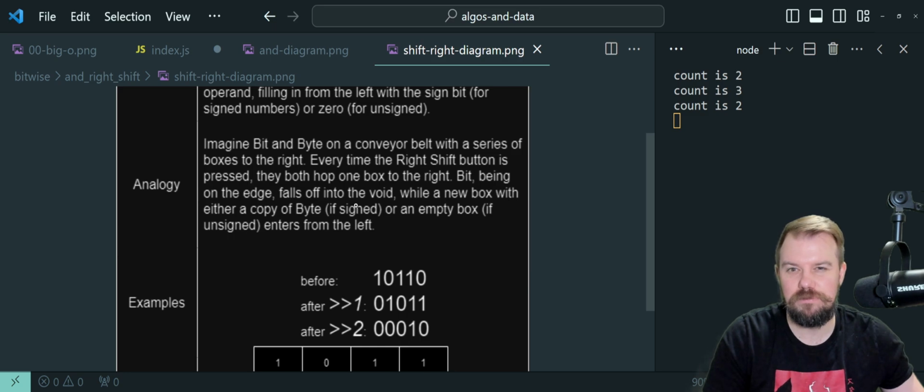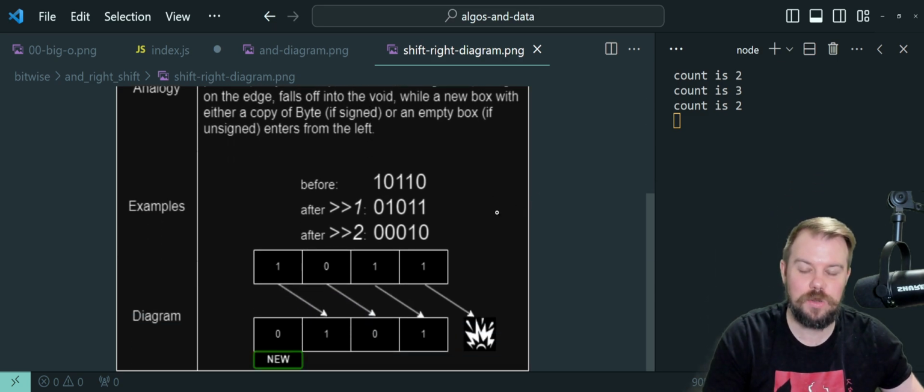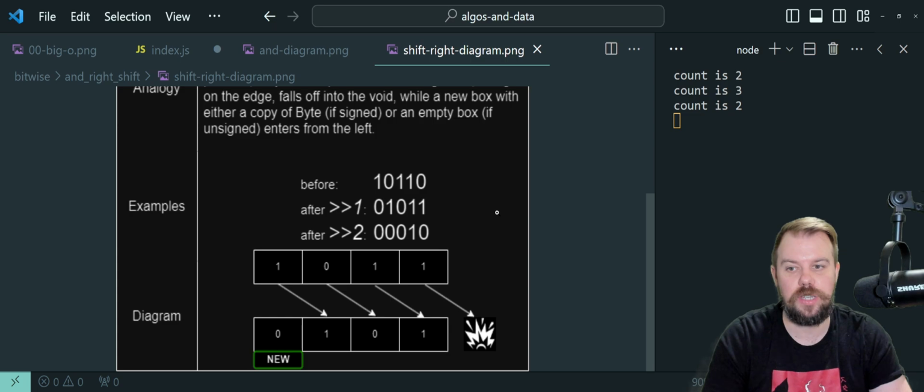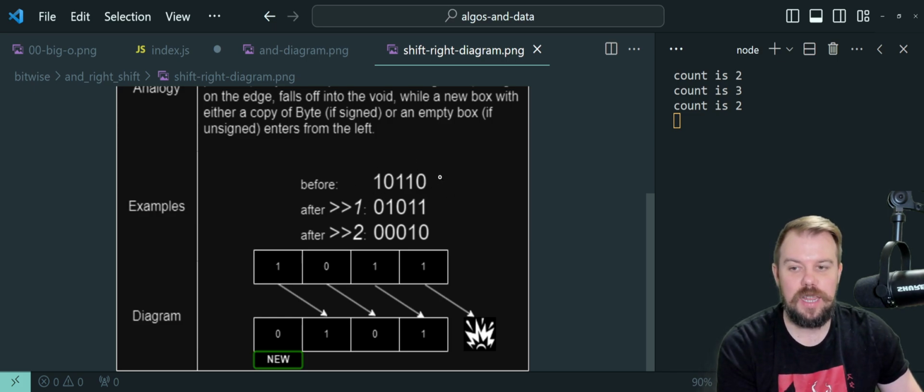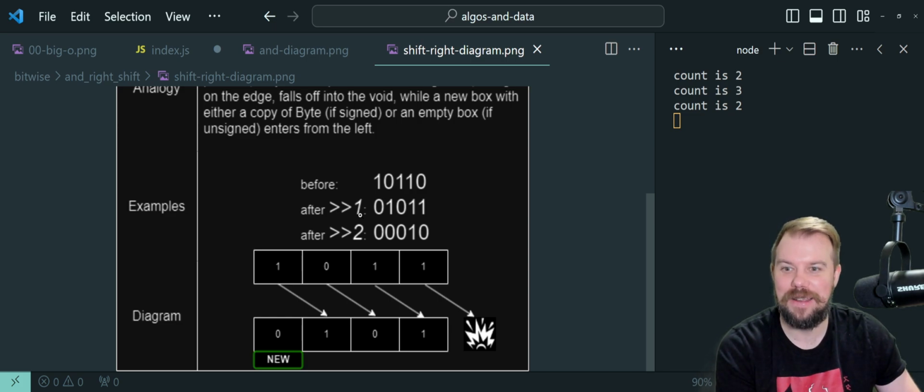So that analogy is all right, but I think this one's actually very easy to understand just by looking at it. So let's say we start with this number right here, 10110. That is the number we're looking at. And if we say bit shift it all to the right 1, bit shift, there we go. I gotta be careful saying that one fast. Okay, so bit shift everything to the right by 1.